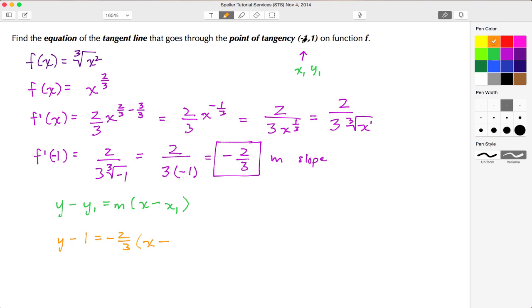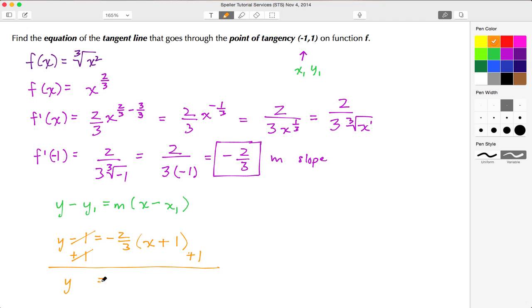Well, x sub 1 is a negative 1, so that makes this here positive, and I keep the 1. And at this point, I want to change this into slope-intercept form so that I'm able to more easily graph this using a calculator or computer graphing program. So here I see I can add 1 to both sides. In adding 1, these negative 1 and positive 1 cancel out.